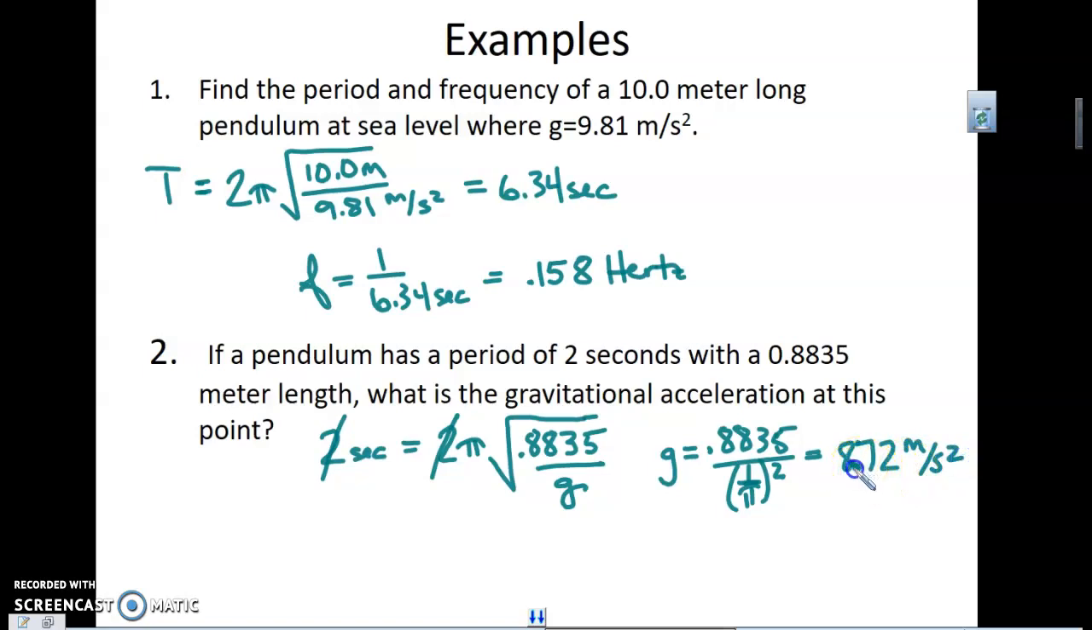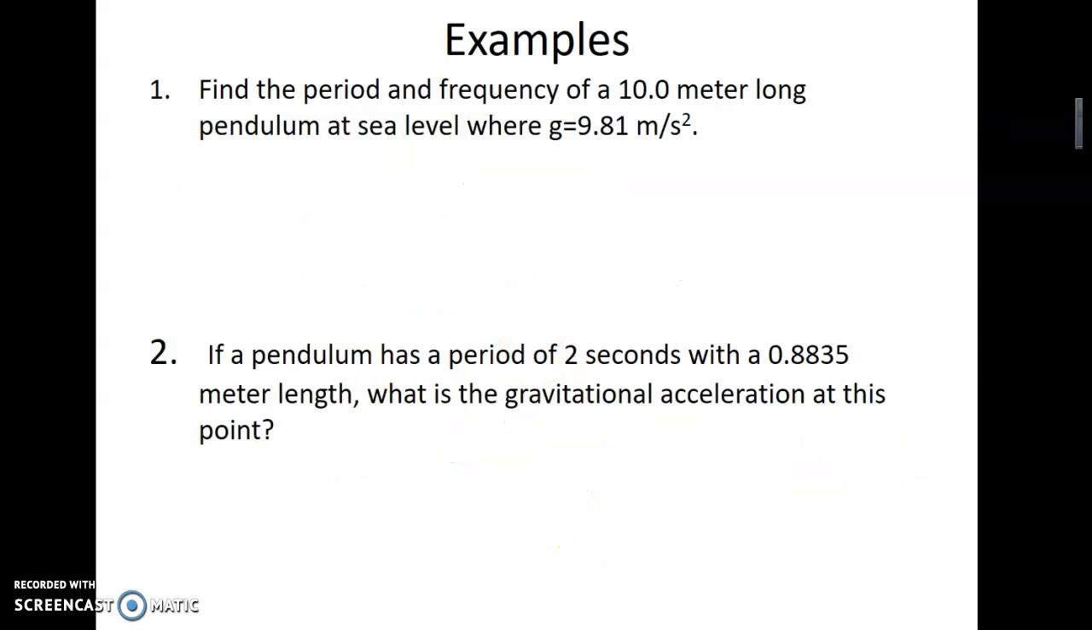Now you have to be pretty high away from the Earth for that g. In fact, you probably have to be as high as the International Space Station for that g to be valid. But there you have it.